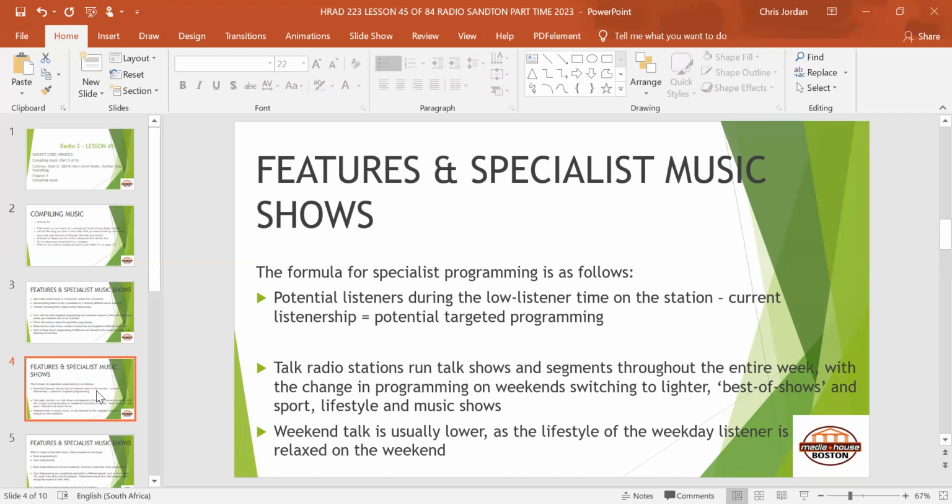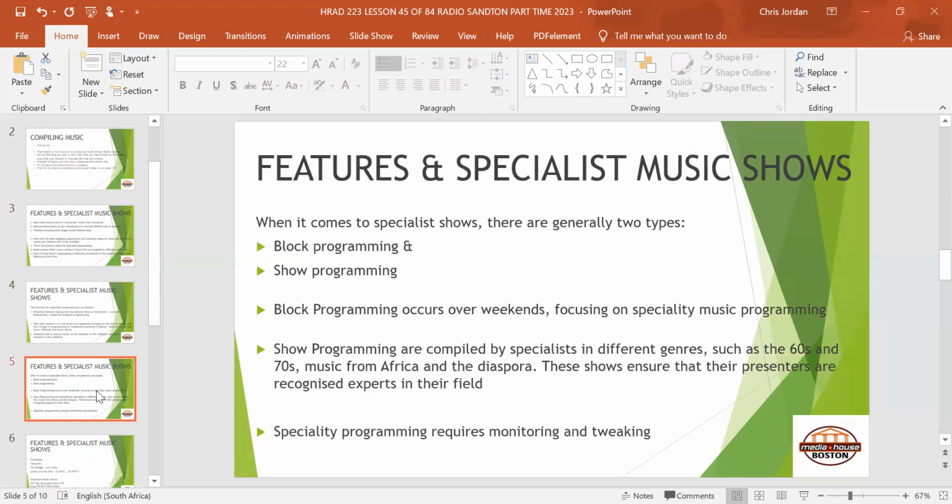Weekend talk is usually lighter, as the lifestyle of the weekend listener is a much more relaxed type of feel. They don't want to talk about politics. They want to talk about something that matches their lifestyle at that point. Maybe if it is sports, then talk to some commentators, have some sports stars in, or talk about the fixtures. It depends on whether we have a sponsorship by one of the betting or gambling companies, whatever it may be, right? We can do that. Something fun. Okay, so features and music speciality continued.